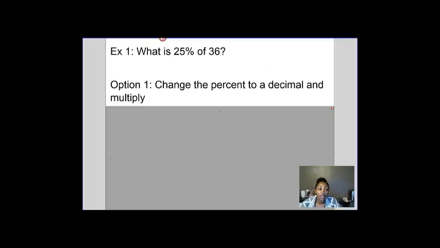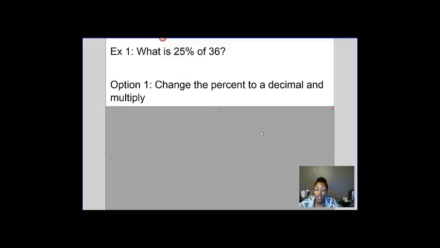So let's look at this question. What is 25% of 36? My first option is that I can simply change the percent to a decimal and then multiply. The first thing I'm trying to do is find what this piece of 36 is. I know it's a piece that's 25% of it. How big is that piece? I know that 36 is the whole thing. I want to know what is 25% of that big piece.